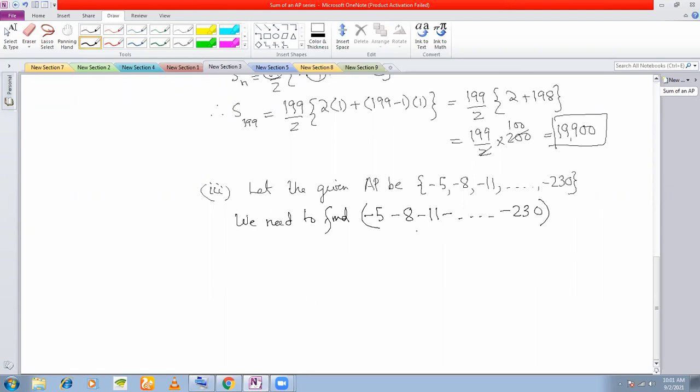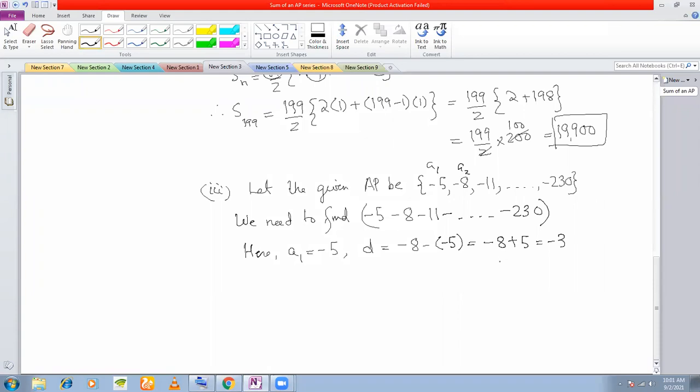If you look at the AP here, what is the first term? A1, the first term, is -5. The common difference is A2 minus A1, so -8 minus -5, which you get as -8 plus 5, which is equal to -3. So you know the first term, you know the common difference.